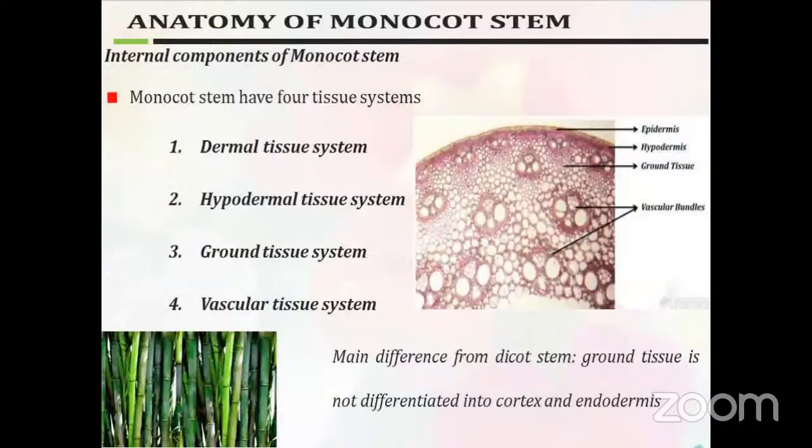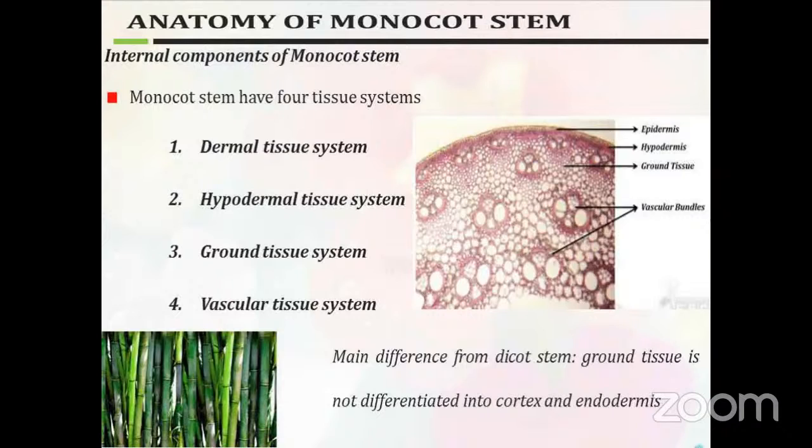Then coming to the anatomy of the monocot stem, internal components of monocot stem, 4 tissue systems are there. First one, dermal tissue system. Next one is hypodermal tissue system. And third one is ground tissue system. And fourth one is vascular system. So dermal tissue system is the outermost, which contains epidermis.